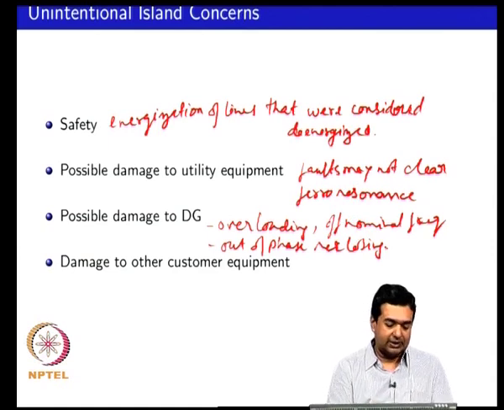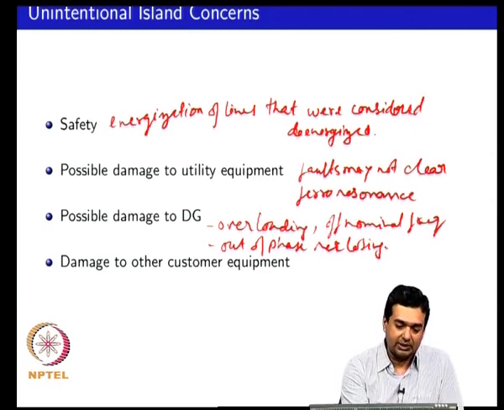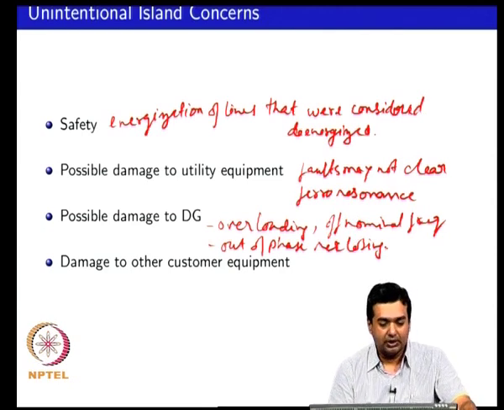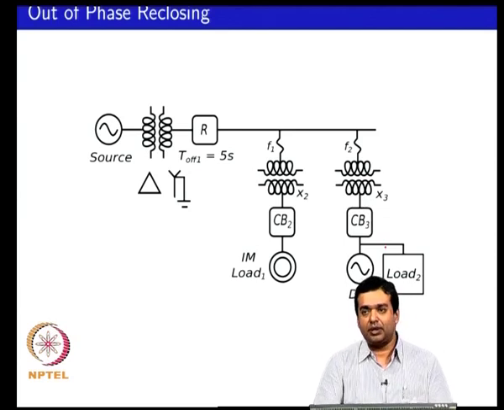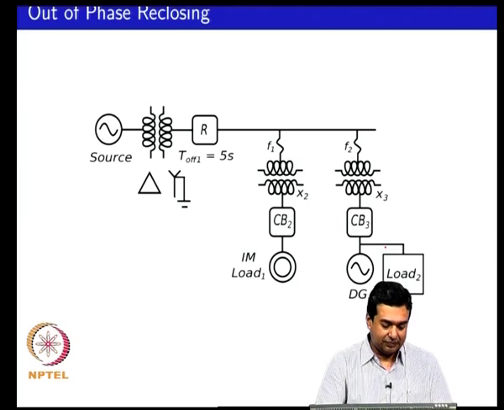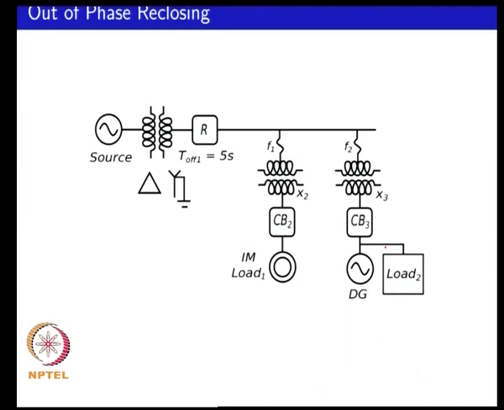And we will see that out of phase reclosing is actually an important issue. It can actually damage the DG, it can damage other customer equipment, it can also damage utility equipment. And such a situation can arise where, say, you have an upstream recloser, and we look at an example where the upstream recloser has an off duration of say 5 seconds, and your grid frequency is 50 hertz.